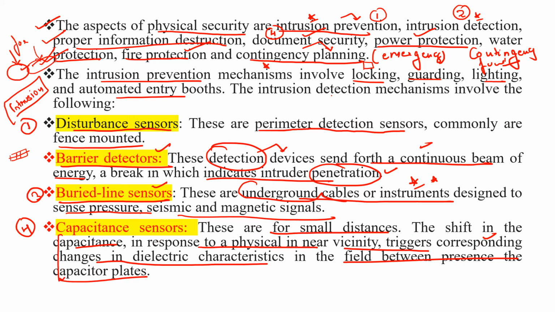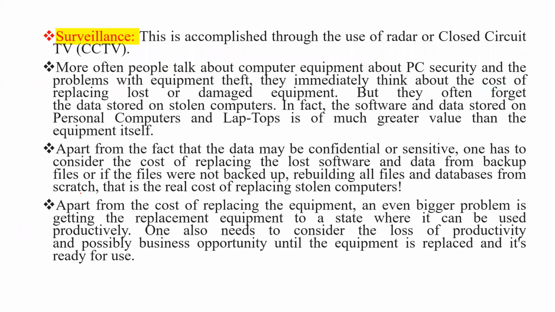So we have discussed the intrusion mechanism, which involves five things in total. First one is the disturbance sensors. Second one is the barrier detectors. Third one is the buried line sensors. Fourth one is the capacitance sensors. Fifth one is the surveillance.